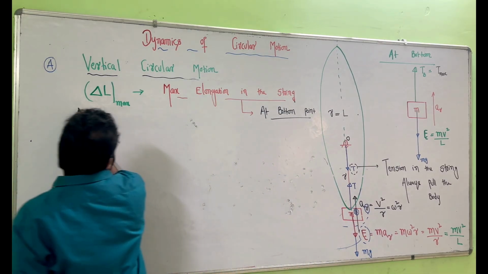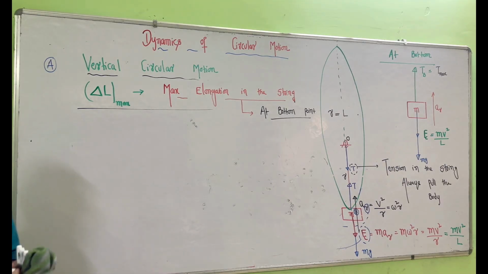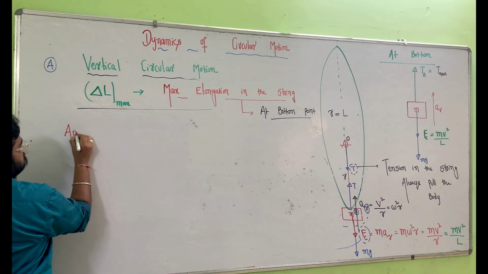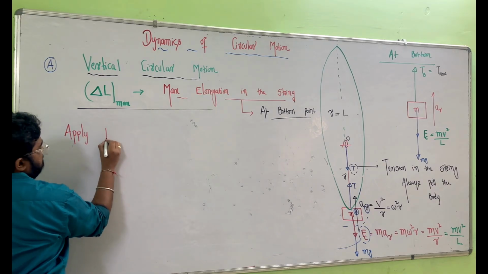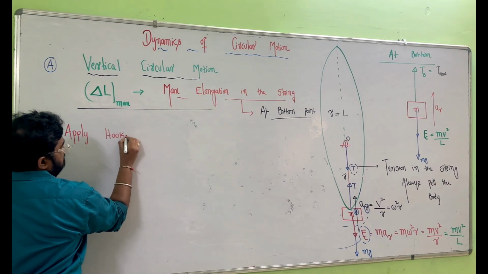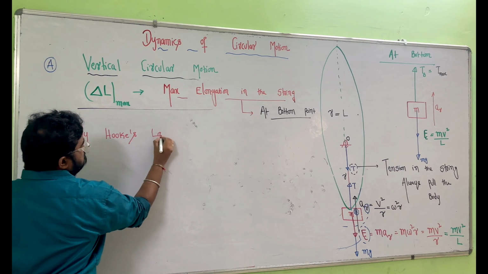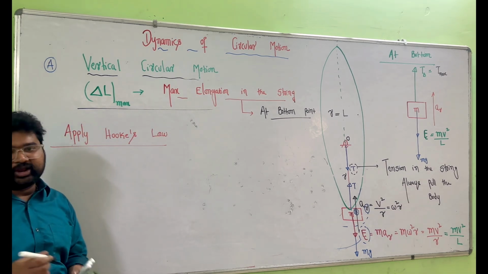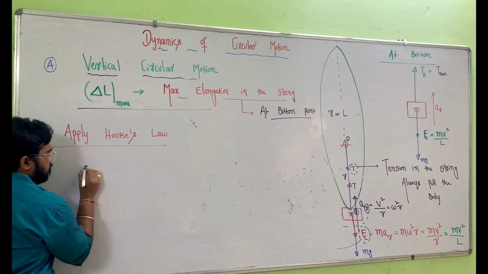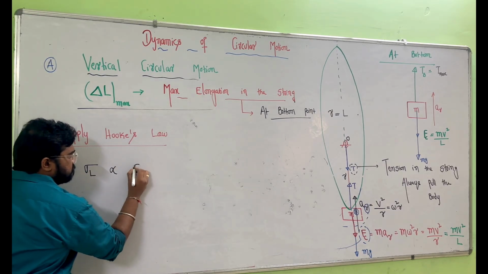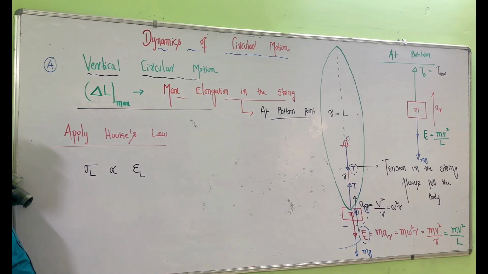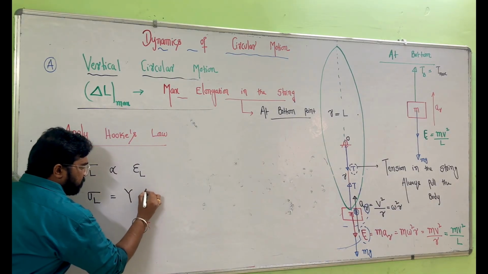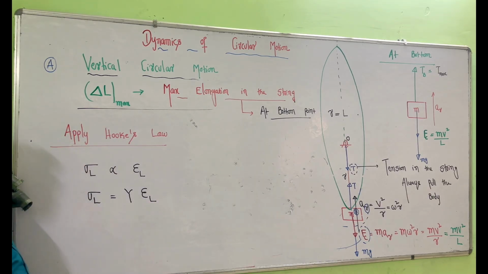How to calculate delta L maximum? For that we need to apply Hooke's law. What is Hooke's law? Longitudinal stress is directly proportional to longitudinal strain. Remove the proportionality and introduce the proportionality constant, Young's modulus.